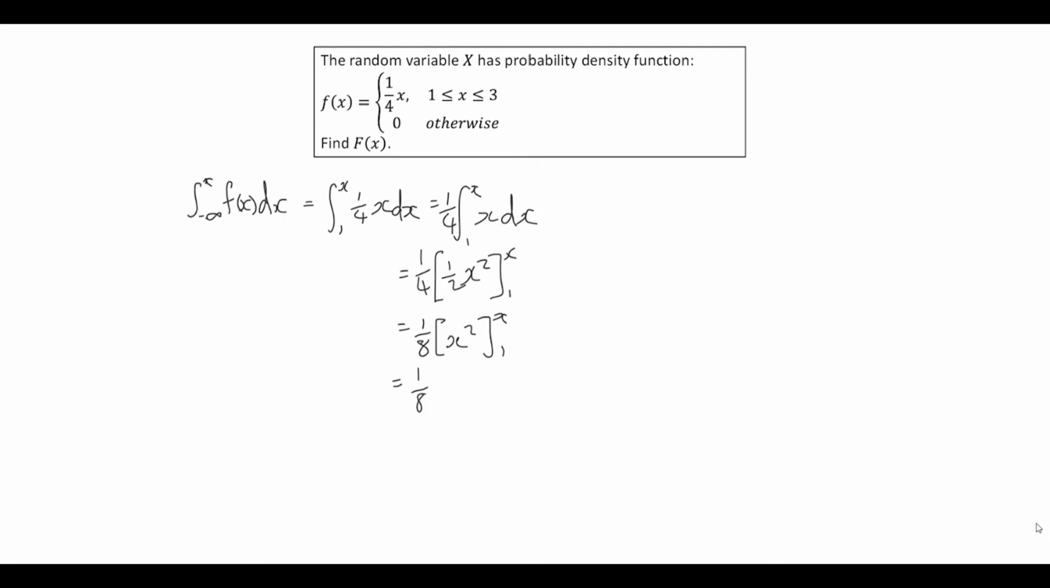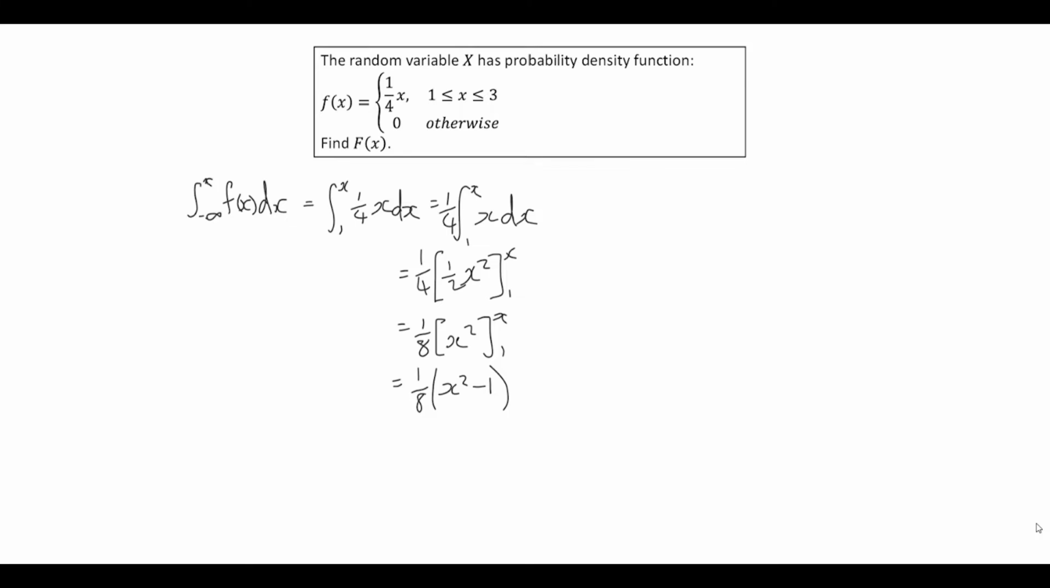Okay, so x into x squared is obviously going to be x squared, and 1 into x squared is going to be 1. So my function is 1/8 of x squared minus 1. I could expand at this point, but there's not much benefit to expanding. I'm happy to use this in the cumulative distribution function.